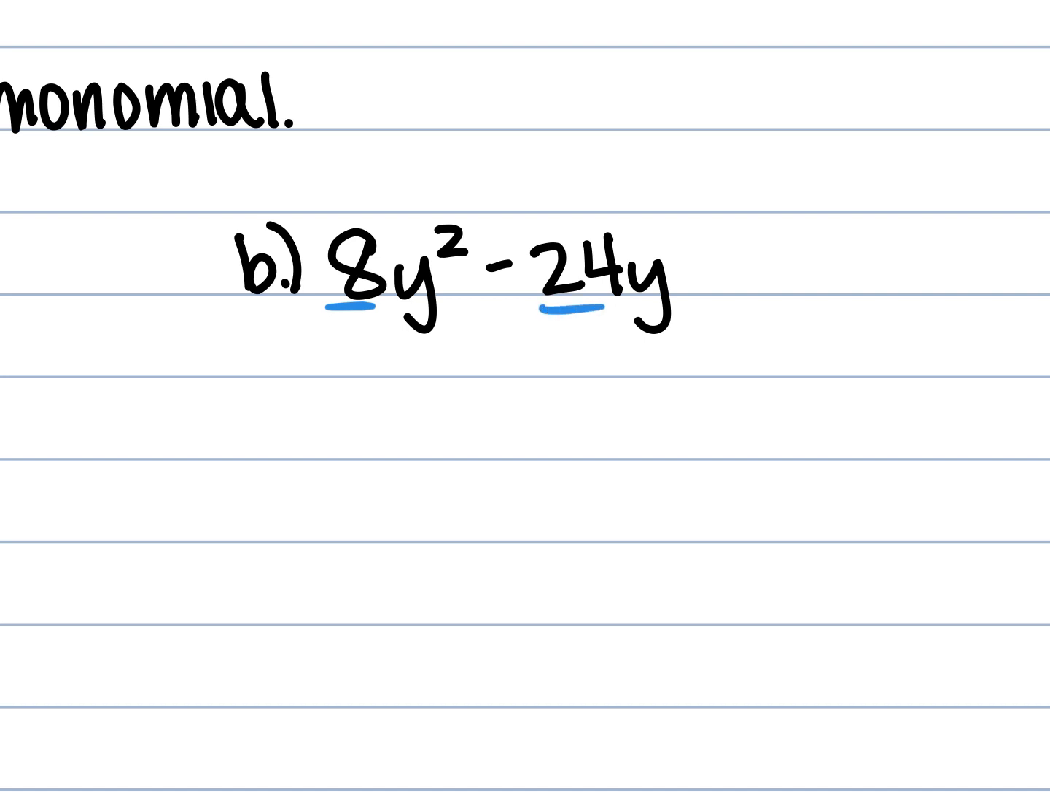What is the greatest common factor? It's 8. They're both divisible by 8. Do you guys agree? So watch. We're going to put 8 on the outside. We're going to put parentheses. And then we're going to take it one step at a time. Guys, what is 8 divided by 8? 1. So there's a 1 on the inside for the first term.